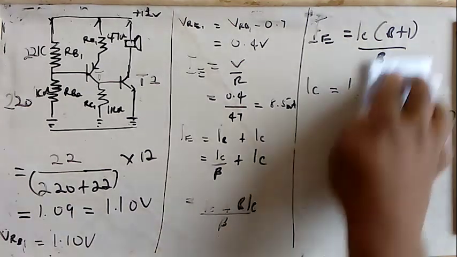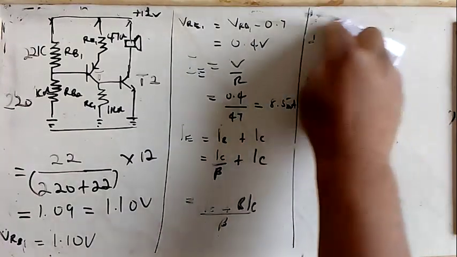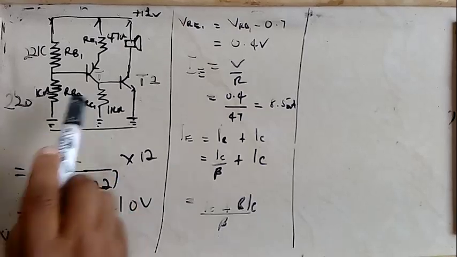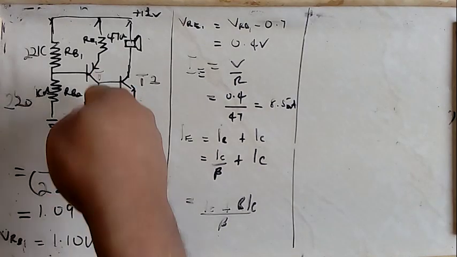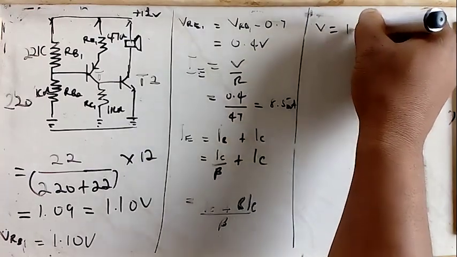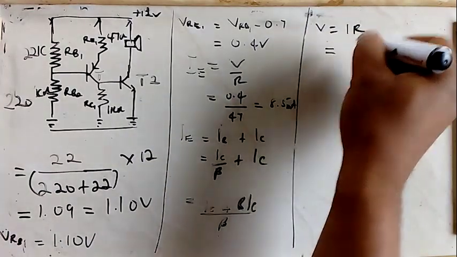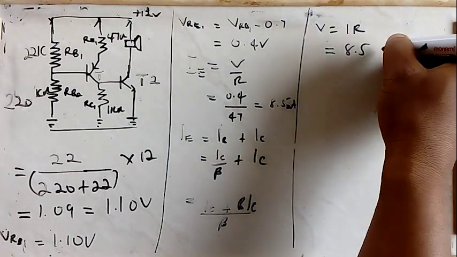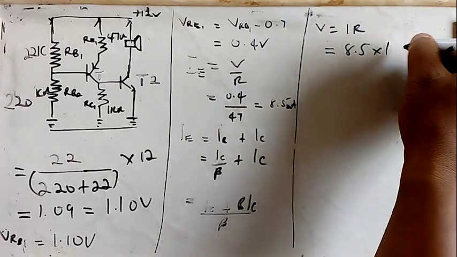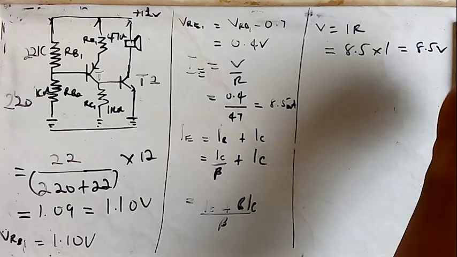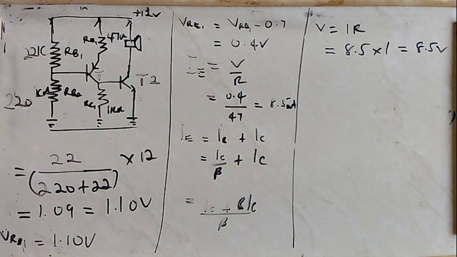So going forward, our voltage on the collector resistor here, the 1 kilo ohm, will be the current that has been passed here by this. Again, Ohm's law says V is equal to IR. I is 8.5 milliamperes. Our resistor is 1K. That approximates to 8.5 volts. That will be the voltage on the resistor on collector.